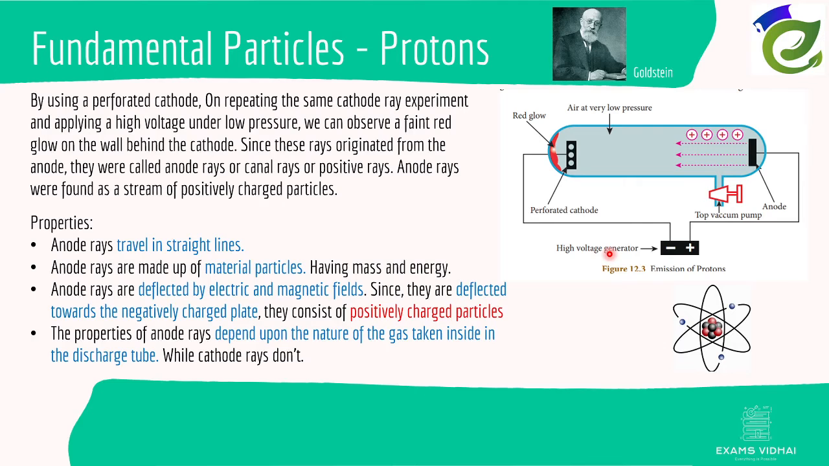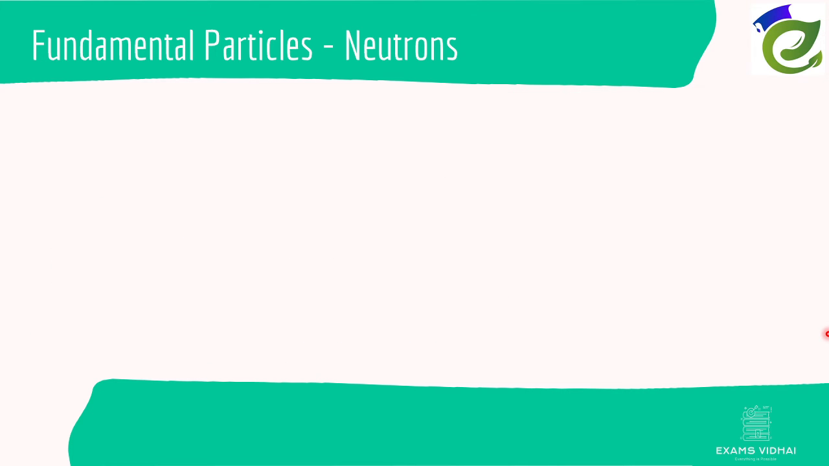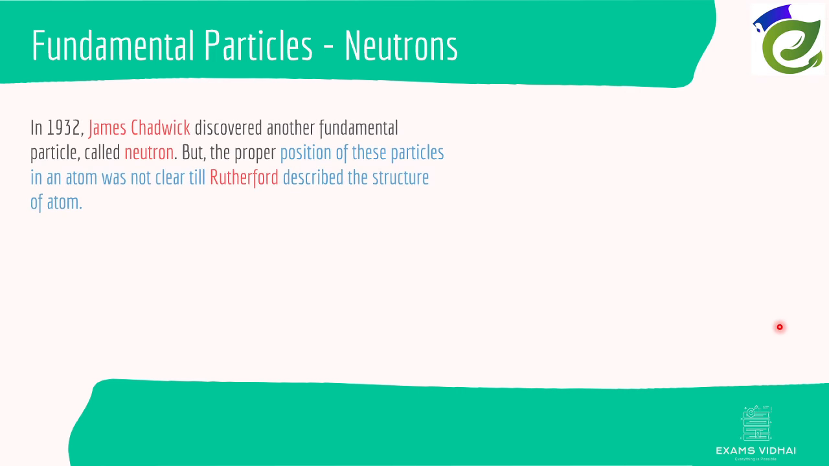Anode rays depend on the nature of the gas inside the tube, while cathode rays don't. Now in this image, the blue dots are the electrons, and the red dots in the core, the nucleus, are the protons. You may ask, what are the other colored dots we see, the black ones, the gray ones? We'll look into that now, and those are called neutrons.